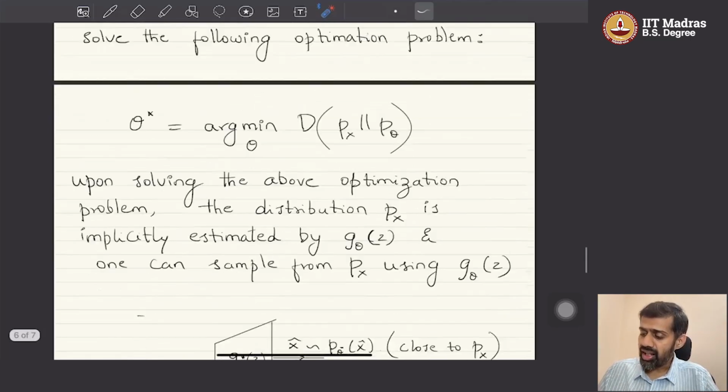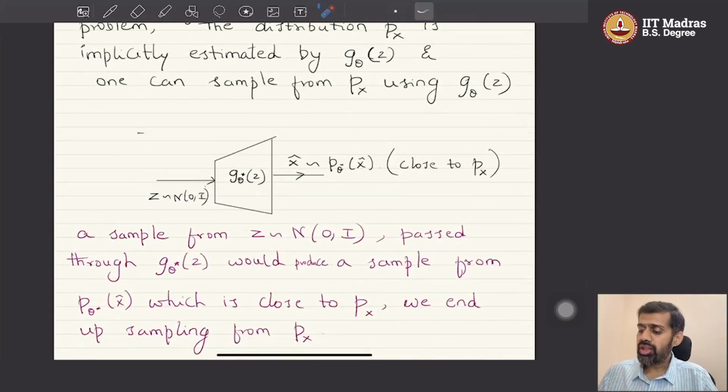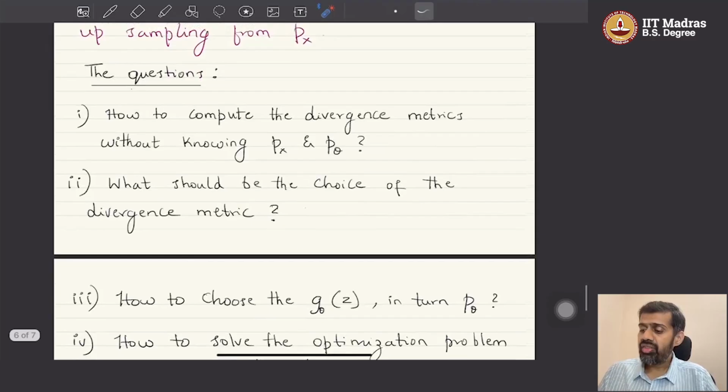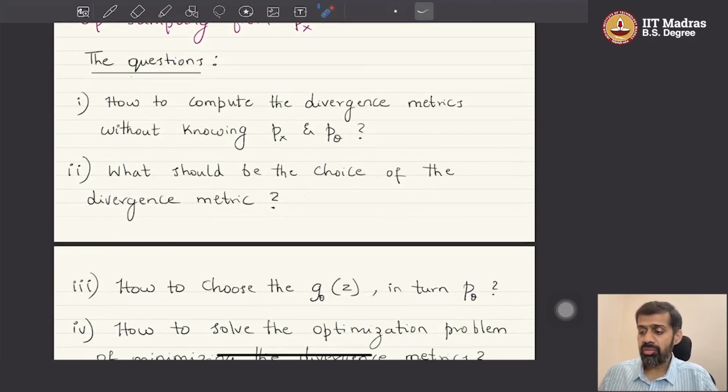If that happens, then if you sample a data point from a normal distribution and pass it through the trained network g theta star, the samples that we will get at the output of this neural network would be samples from px, because now p theta star is close to px by construction. This is the general principle, and we stopped the previous session by asking the following question: how do we compute divergence metrics without knowing either p theta or px? Now all we have are samples drawn from px.